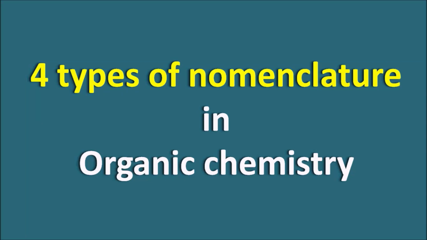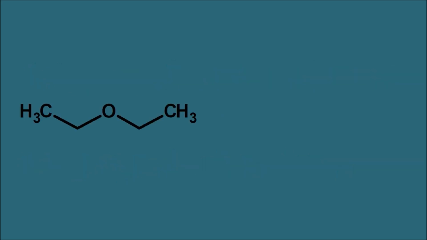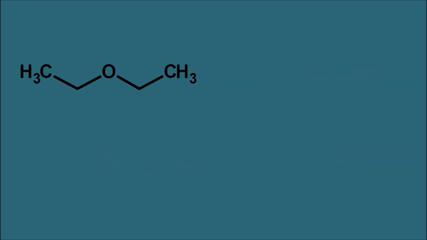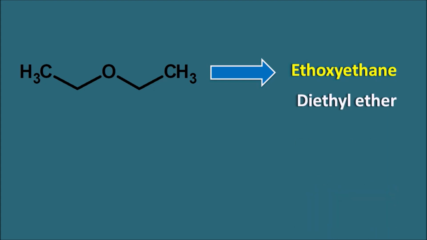Hi everyone. Today we will discuss the 4 types of nomenclature in organic chemistry. Let us take one structure like this, and this is a well-known structure, and how can we give the name for this compound? Now if we want to give the IUPAC name for this compound, because this is an ether, ethers can be represented as alkoxyalkanes. So this is ethoxyethane, or commonly this compound is also known as diethyl ether.